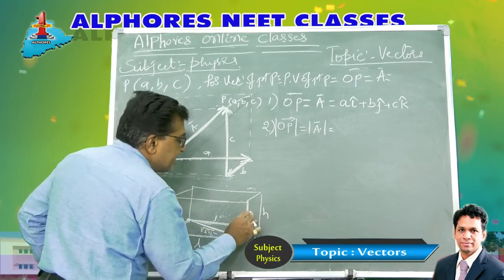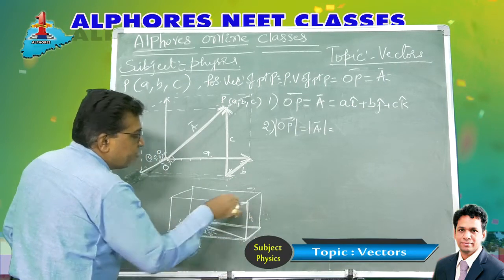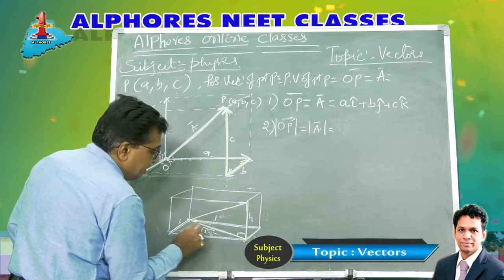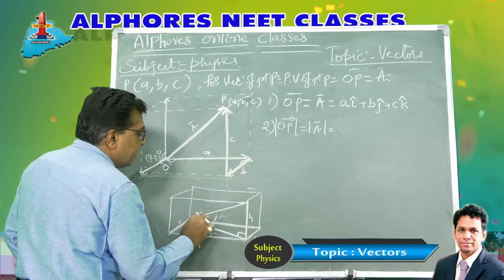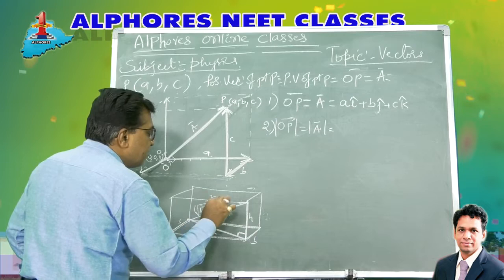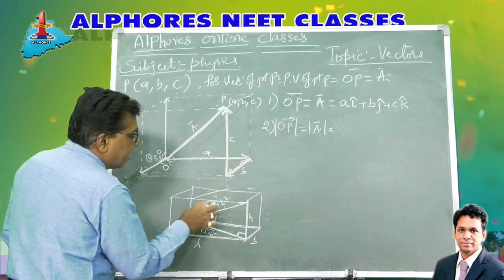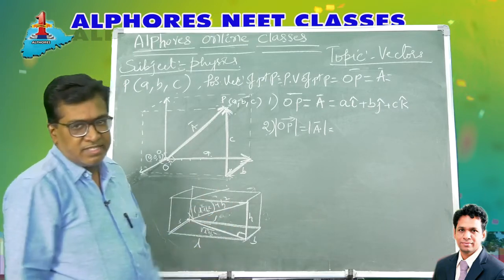Our height is H. Now our body diagonal is the hypotenuse of these two: the base diagonal and the height. So it is under root of L square plus B square whole square plus H square, under root. Square and root cancel. So finally you will get the answer root of L square plus B square plus H square.